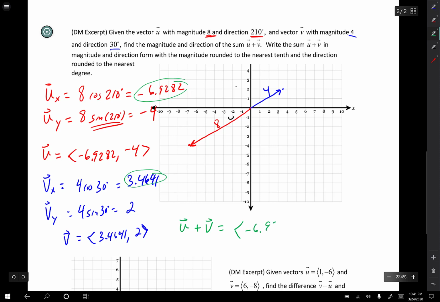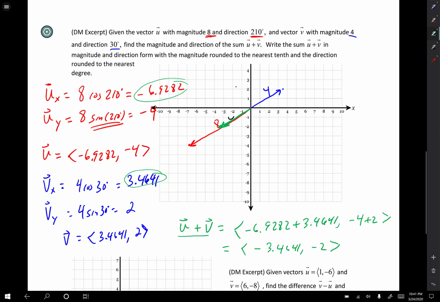So negative 6.9282 plus 3.4641, that's going to get you a negative 3.4641. It should not be a surprise there. And then negative 4 plus 2, and that's going to give you a negative 2. So u plus v, I'm going to get negative 3.4641, comma, negative 2. That's my resultant vector when I add these two up. And it's going to look something like negative 3.4, negative 2. I didn't do it perfect, guys, but it should be something like that. And you can see that, yeah, it makes sense.